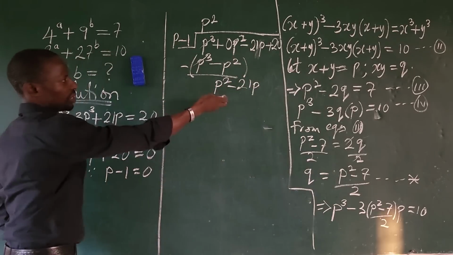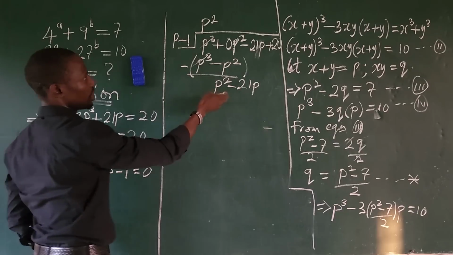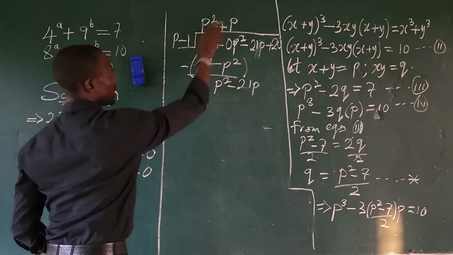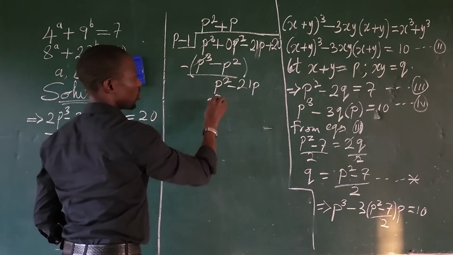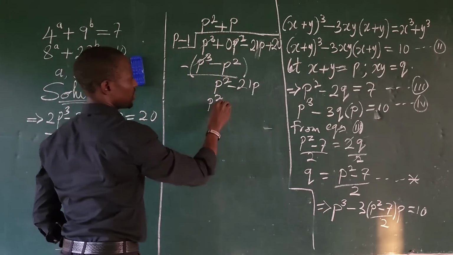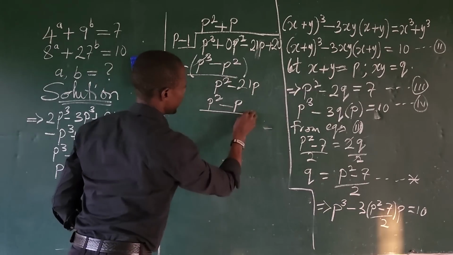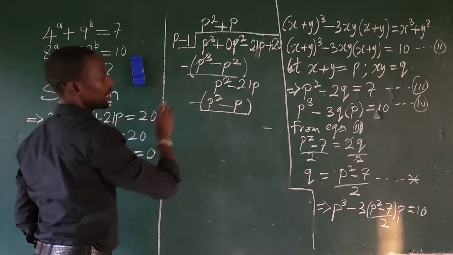Again, we use this p to divide this. So p into this will give us plus p. Use this to times this to give us p squared. Then this times this will give us minus p. We carry out our subtraction again.